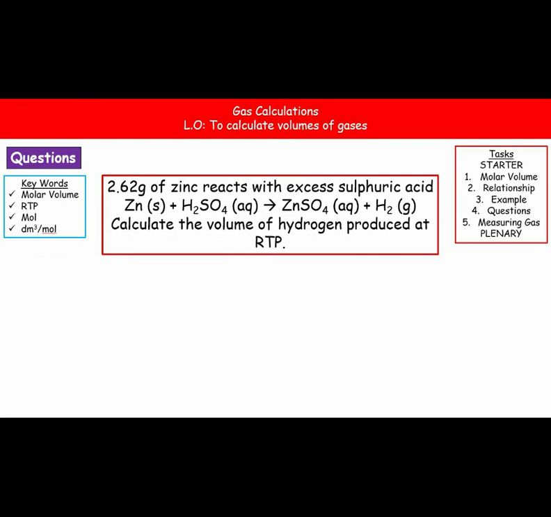Right, you know what it means now then? We've gone through our worked example. Now it's your turn to have a go at calculating one on your own. So, new question is on the screen for you here. 2.62 grams of zinc reacts with excess sulfuric acid. We've got our balanced equation. Calculate the volume of hydrogen produced at room temperature and pressure.